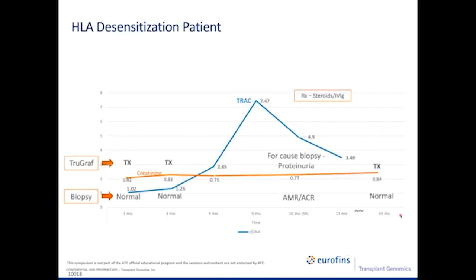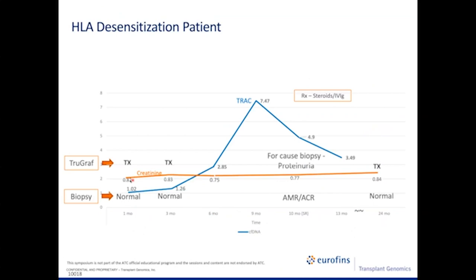The last case I think I want to present here is a patient that underwent HLA desensitization. And again, when we think about the tests we use and the biomarkers we use, you have to understand the patient population that you're treating and what their pretest probability is. So this patient is transplanted, and under the protocol for desensitization, had a one-month biopsy. At the time, the TruGraf assay was TX. Biopsy was read as normal.